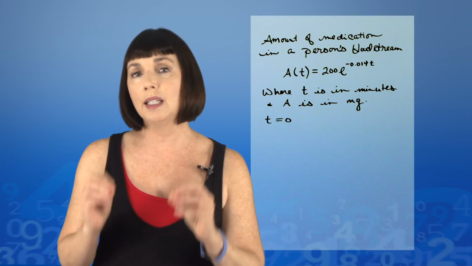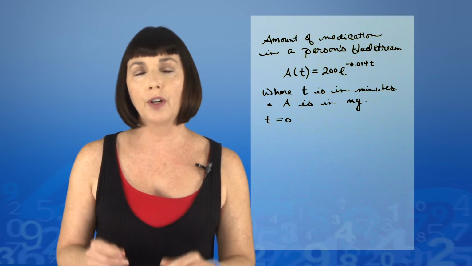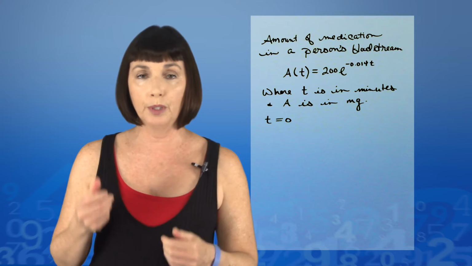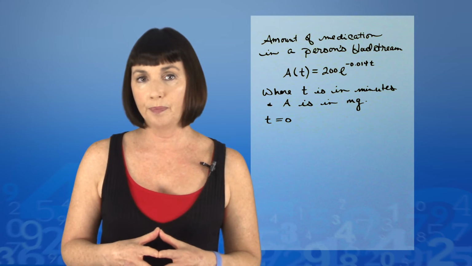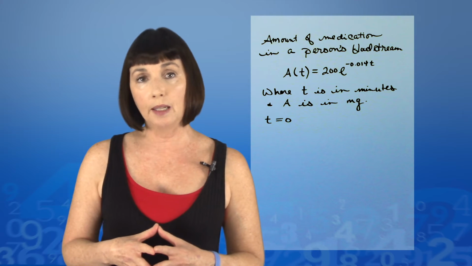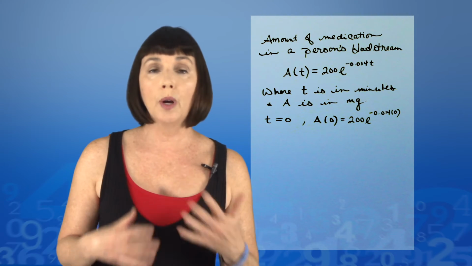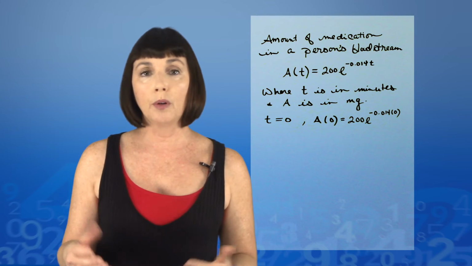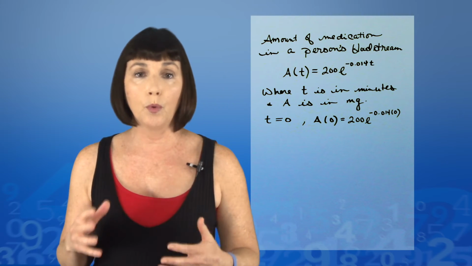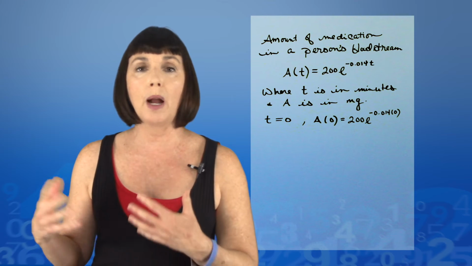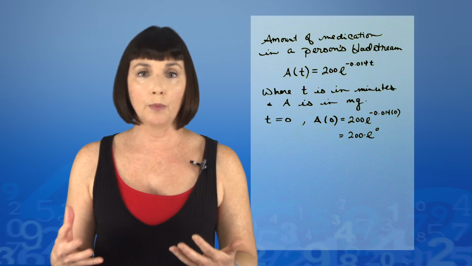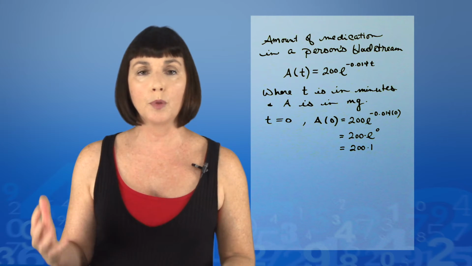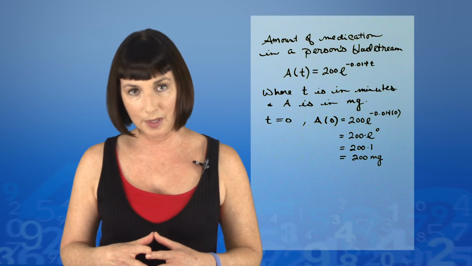At time t equals 0, just at the very moment we are about to inject this medication, how many milligrams are we injecting? Let's plug in 0 for t. That gives us 200 times e to the power of negative 0.014 times 0, which is e to the power of 0. So that gives us 200 times e to the power of 0, which is equal to 200 times 1, which is 200 milligrams.